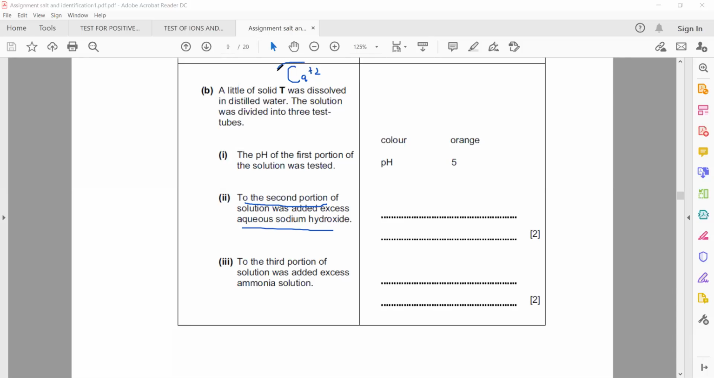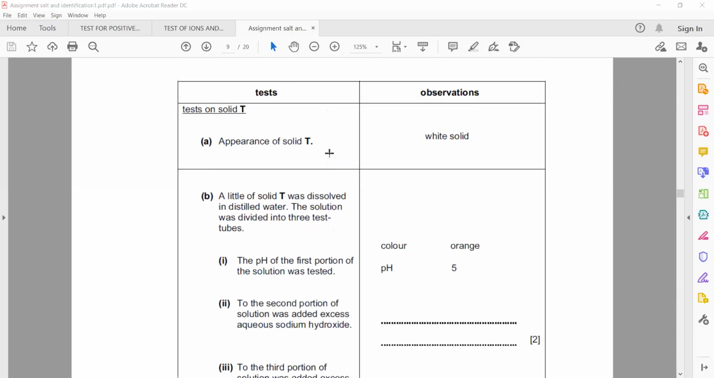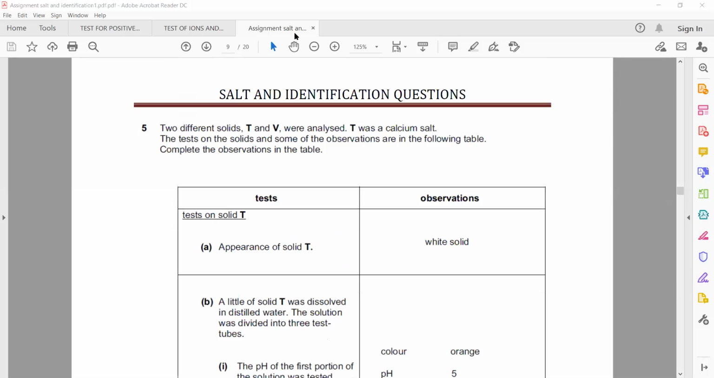So look, whenever in a question it's a calcium salt, when they mention it's a calcium salt, it means the positive ion is calcium and there will be a negative ion. There's no other positive ion. So one is calcium, then the other ion will be a negative ion. And there is a test for the negative ion as well, that also you will learn today.